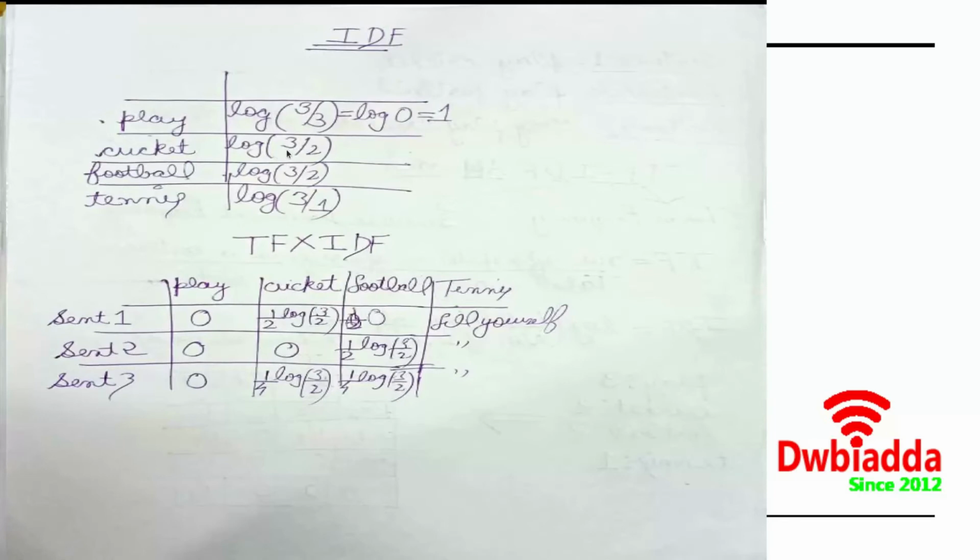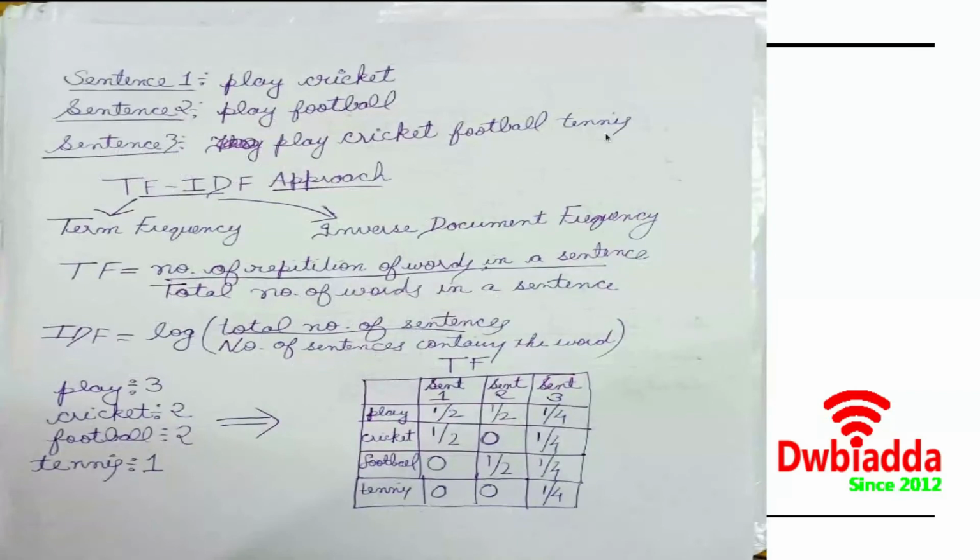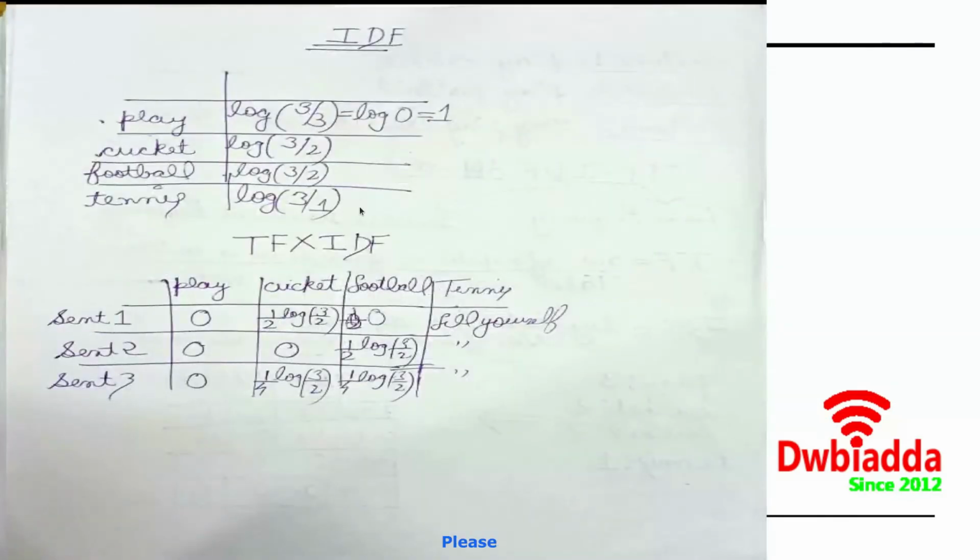But actually compute the value as well, what value do we get? I have not written the numerical value over here. Similarly, football would again have an inverse document frequency of log 1.5, which is 3 by 2. But if you consider tennis, you would get something like log 3 by 1, which is log 3, because we have 3 sentences and tennis only appears in the third sentence.